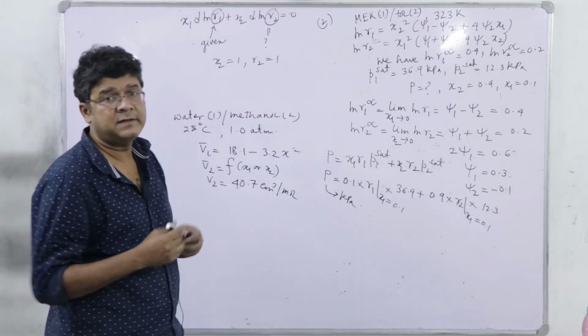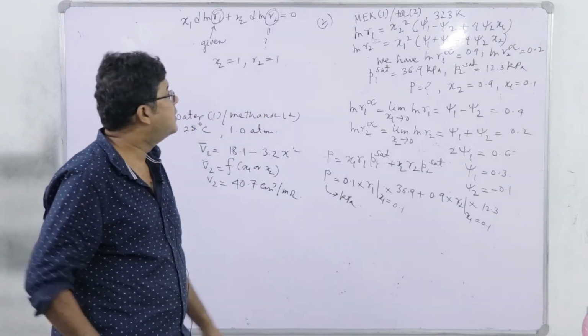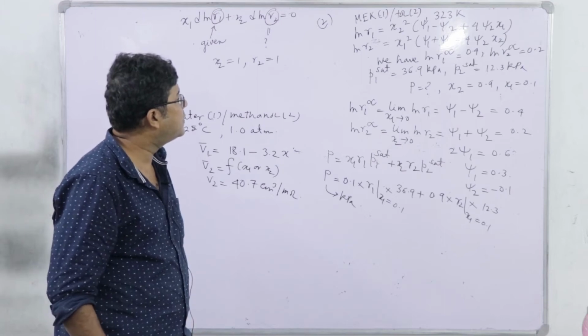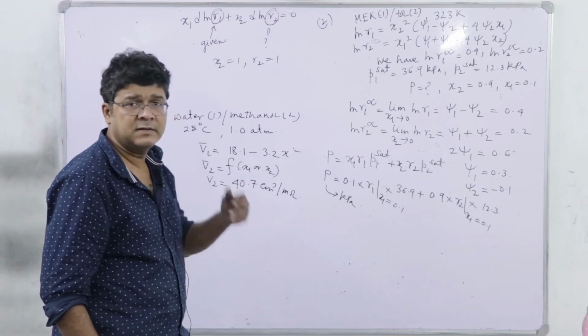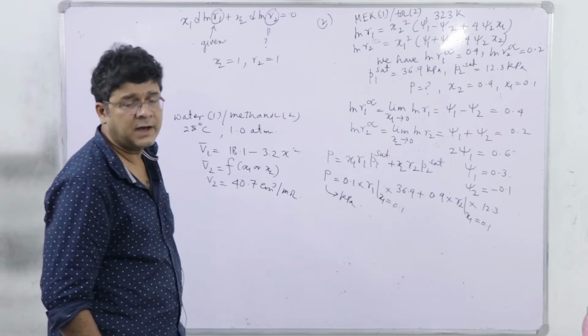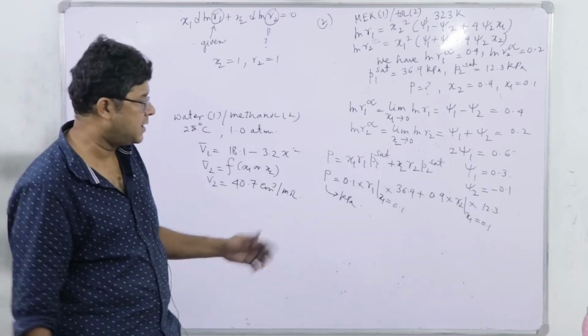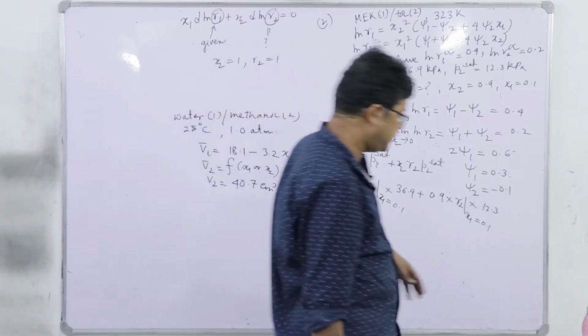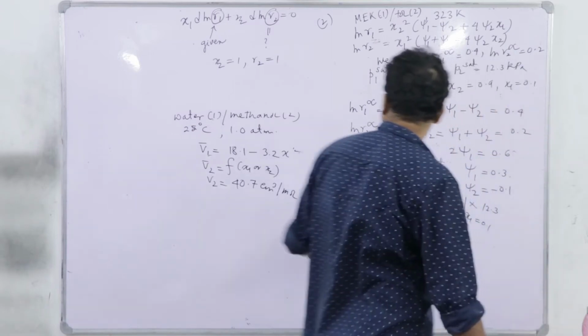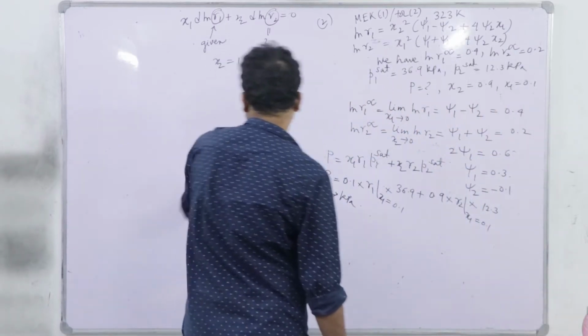So, the idea here is to relate the temperature dependent parameters of the activity coefficient model to these infinite dilution properties, or infinite dilution activity coefficients. So, from there we can solve this, and the rest is pretty simple.